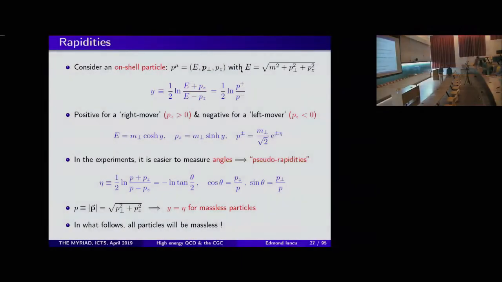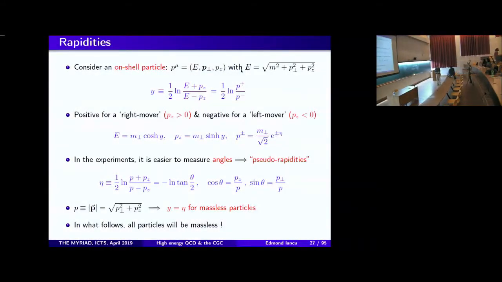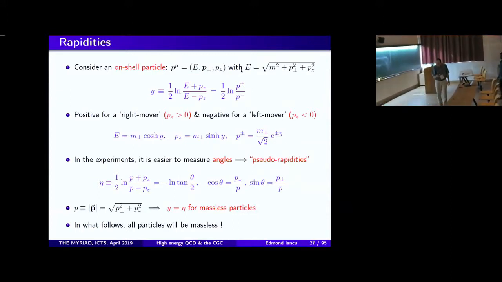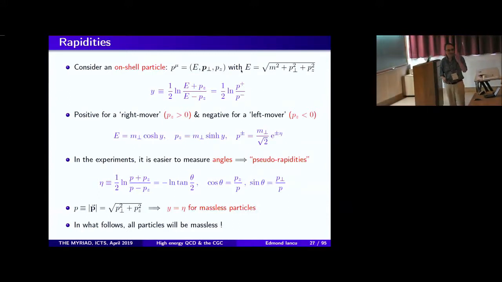So the good thing about having two lectures in a row is that I don't have to make a summary of the previous one. It will save me 5 minutes. Okay, so that was just kinematics. That was not so interesting.